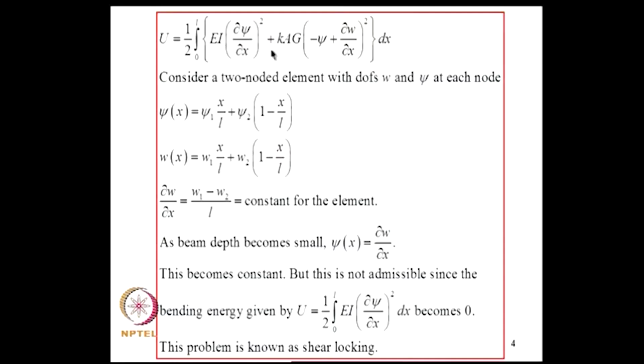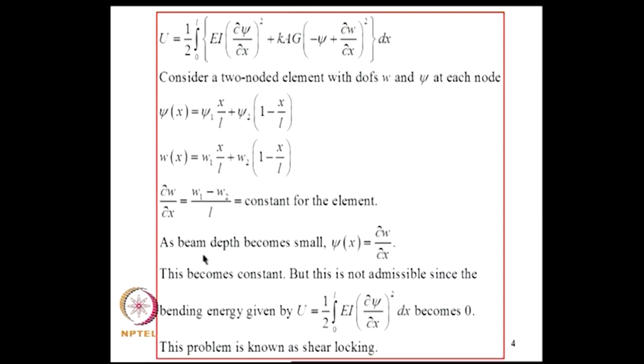Now if you examine the integrand in this expression for the energy, we see that the field variables are psi and w, and the order of the highest derivative is 1. Therefore, we can use linear interpolation functions for representing both psi and w. So if we consider a 2 noded element with degrees of freedom w and psi at each node, we can write psi of x as this and w of x as this. Now if I differentiate w of x, I will get (w1 minus w2) by L. This is a constant for the element.